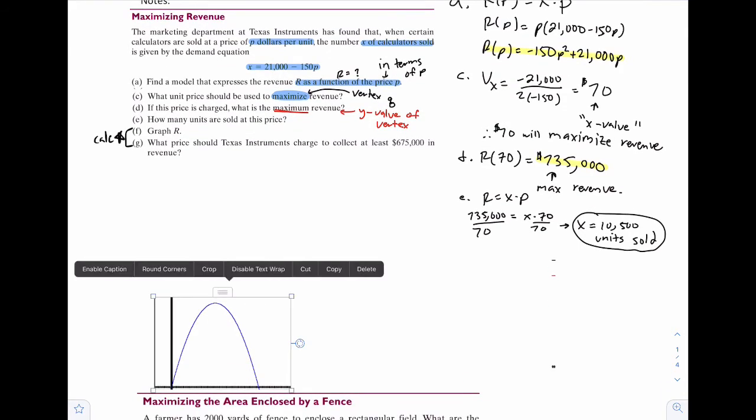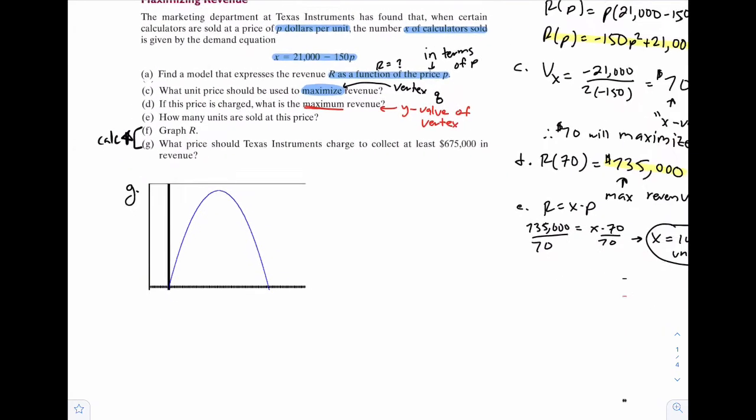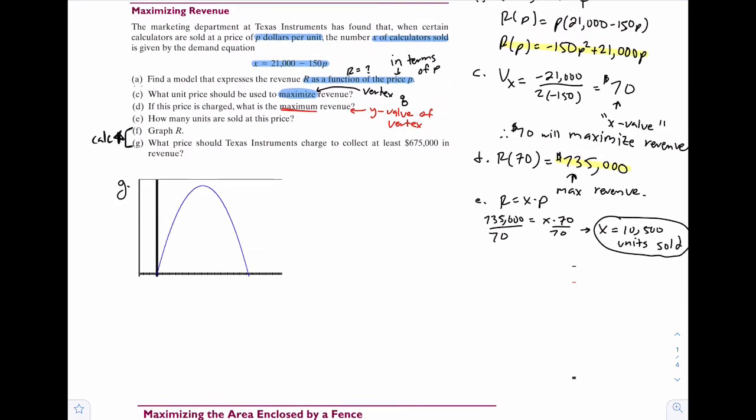So right there is part G. And I'm going to analyze this for you a little bit. So we found the vertex earlier. The vertex point was 735,000. And then we can see that that is your max revenue, right? Because this y-axis, this is your revenue. So there's our vertex. We can clearly see the 70 and 735,000.